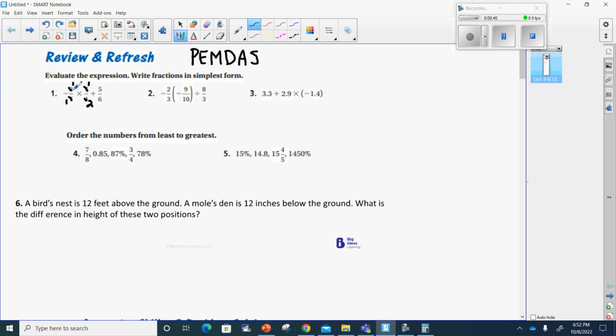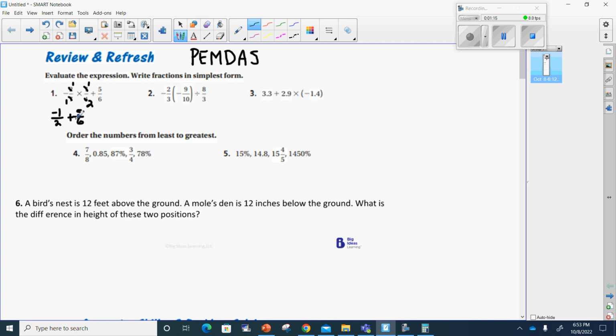And now I can go ahead and solve the first part. Negative 1 times 1, that's going to be negative 1. And 1 times 2, that's going to leave me 2. Now I'm going to add this to 5 over 6. Now I can go ahead and do my addition and subtraction.